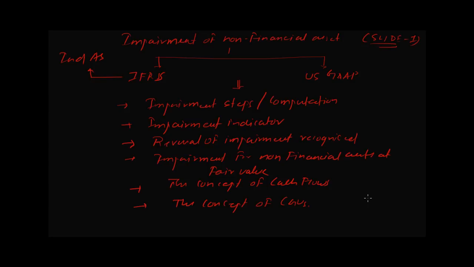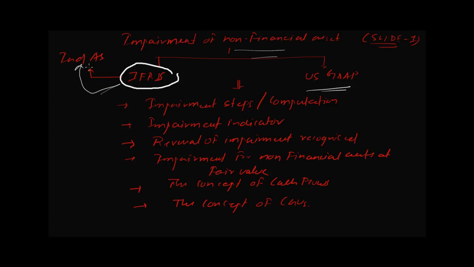Hello everyone. Today we're going to discuss the distinction between the IFRS and the US GAAP in terms of impairment of non-financial assets, primarily non-current assets, or primarily intangible assets and property, plant and equipment. So the distinction between the IFRS and Ind AS is minuscule.